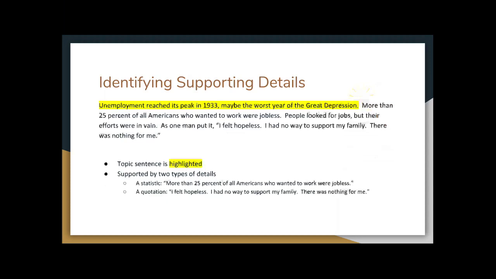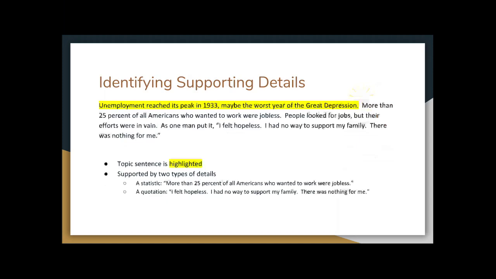All right, in this example, our topic sentence is highlighted. So, unemployment reached its peak in 1933, maybe the worst year of the Great Depression. That is the key point that the author is bringing out in this particular paragraph. He, or she, uses two types of details to support this main idea. First, a statistic is used: more than 25% of all Americans who wanted to work were jobless. So that 25% tells us that one quarter of the American people were not able to get jobs.